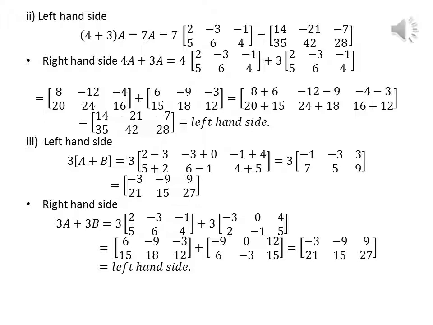So 3 times negative 1 is negative 3, 3 times negative 3 is negative 9, 3 times 3 is 9, 3 times 7 is 21, 3 times 5 is 15, 3 times 9 is 27. That is the left hand side. What is the right hand side? 3A plus 3B. First 3A: 3 times the matrix A, each element in A times 3. Then 3B: each element of B times 3. After multiplication we add together, and we get the same result as the left hand side. Then the left hand side equals the right hand side.